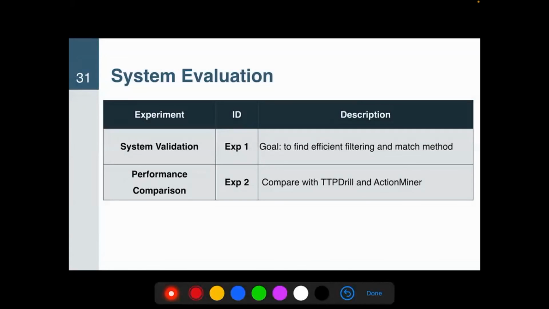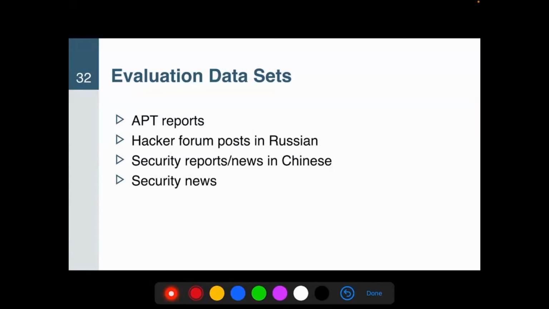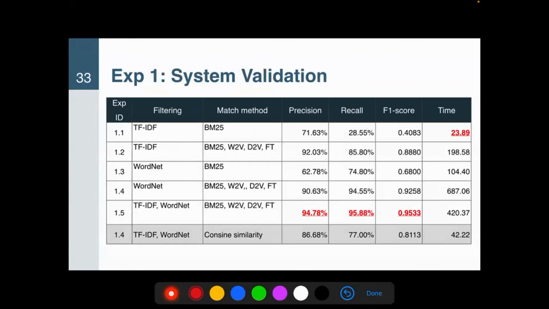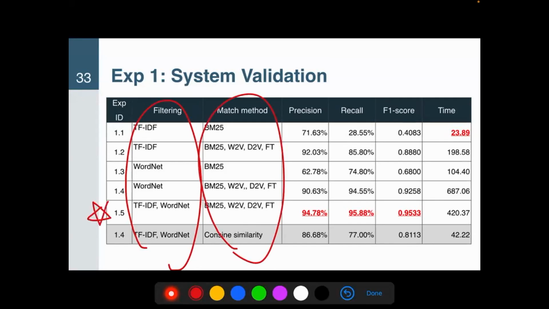Our system evaluation consists of two experiments. One is system validation to make sure we extract the effective threat actions, and the second part is performance comparison. And we have those data sources that I mentioned before. For the system validation, we use different filtering models and matching methods. The best one is TF-IDF plus WordNet. And for the matching similarity comparison, we combine the four models to get the best solution.